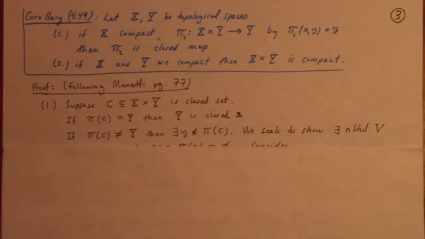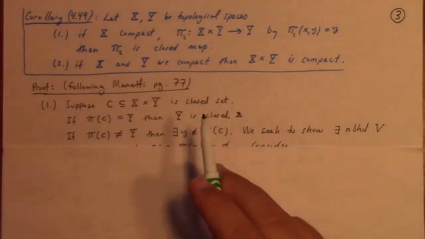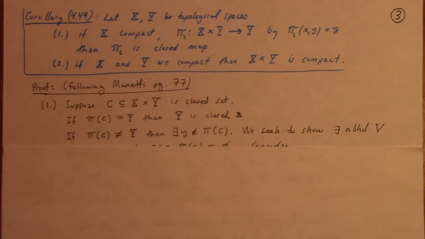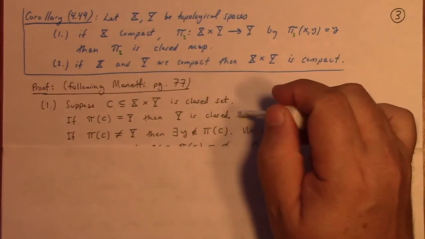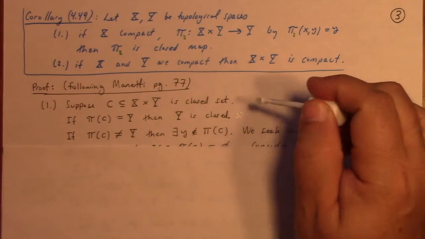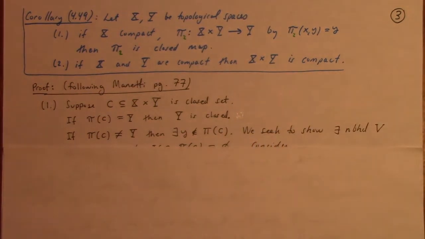Alright, here we go. Following Minetti, page 77, points out that we're trying to prove that pi 2 is a closed map. To prove that, we need to take an arbitrary closed set in the Cartesian product of X and Y, and show that it maps to a closed set in Y. So let's see how that goes.